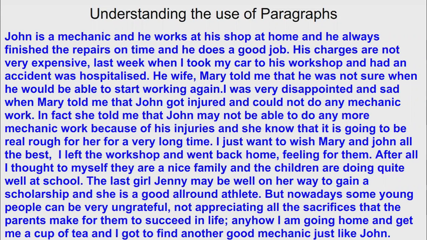After all, I thought to myself, they are a nice family and the children are doing quite well at school. The last girl, Jenny, may be well on her way to gain a scholarship, and she's a good all-round athlete. But nowadays, some young people can be very ungrateful, not appreciating all the sacrifices the parents make for them to succeed in life. Anyhow, I am going home and get me a cup of tea, and I got to find another good mechanic just like John.